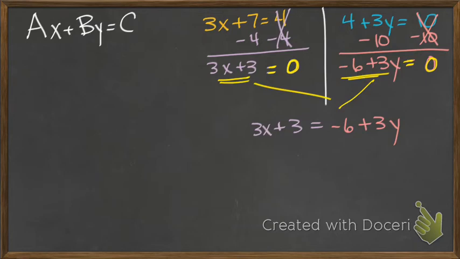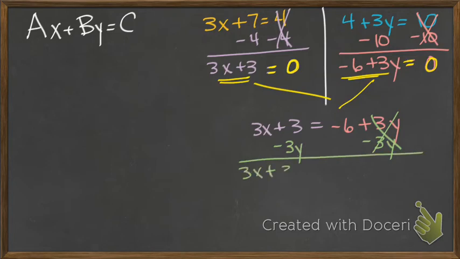So you want to move your x's and y's over to the left side. My x is already over there, but that y I need to move over there as well. So I'm going to subtract 3y, because 3y minus 3y makes that go away. And on the left side, I need to subtract 3y as well. So I have 3x plus 3 minus 3y equals negative 6.